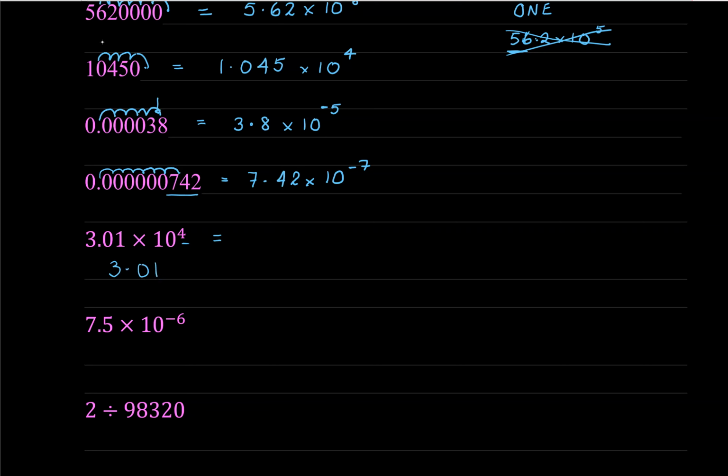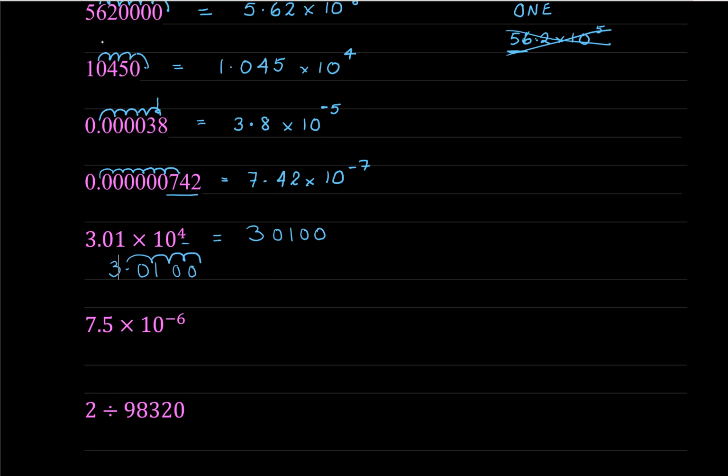3.01, we have to move it 4 spots to the right to make it a bigger number. Obviously, if we moved it the other way, it would be a decimal number, a smaller number, and that's no good. So these blank spots we're going to fill with zeros. So my number becomes 30100, so 30,100.